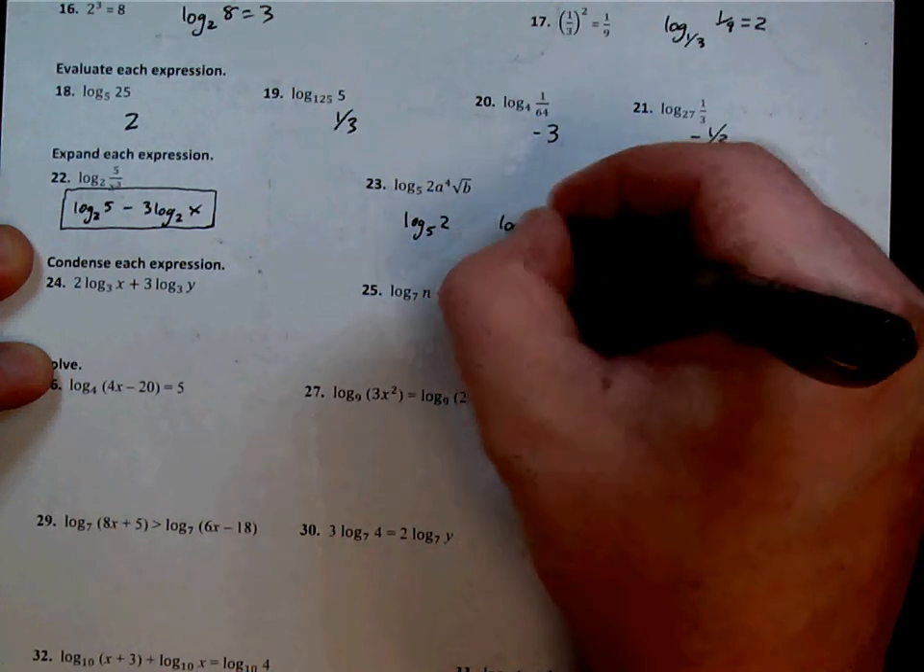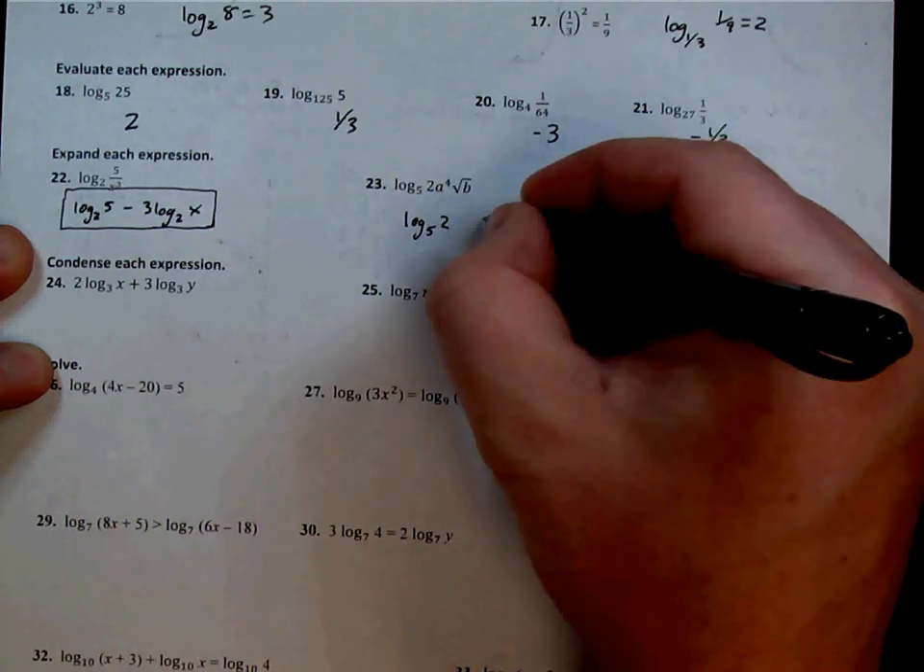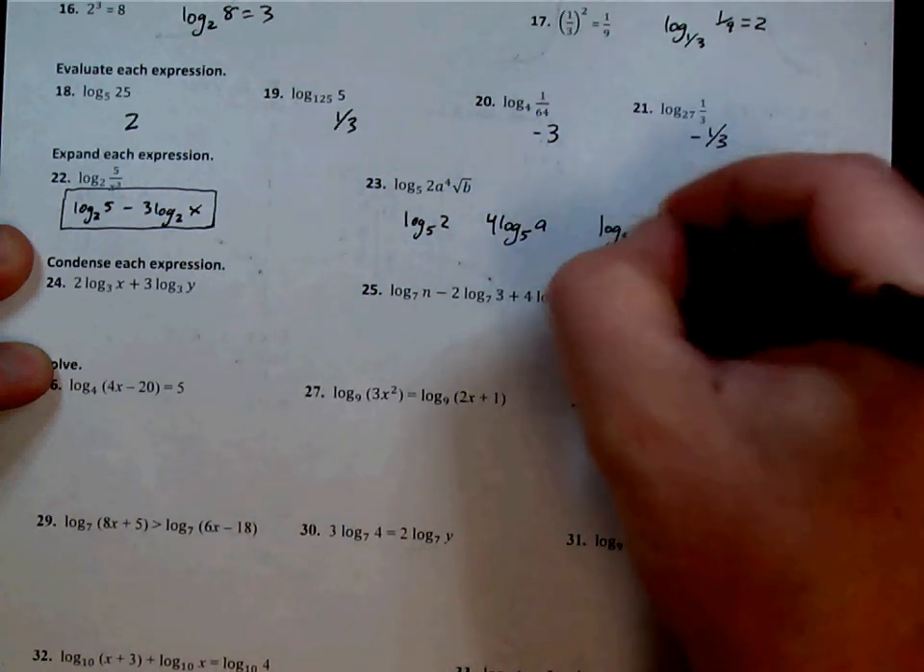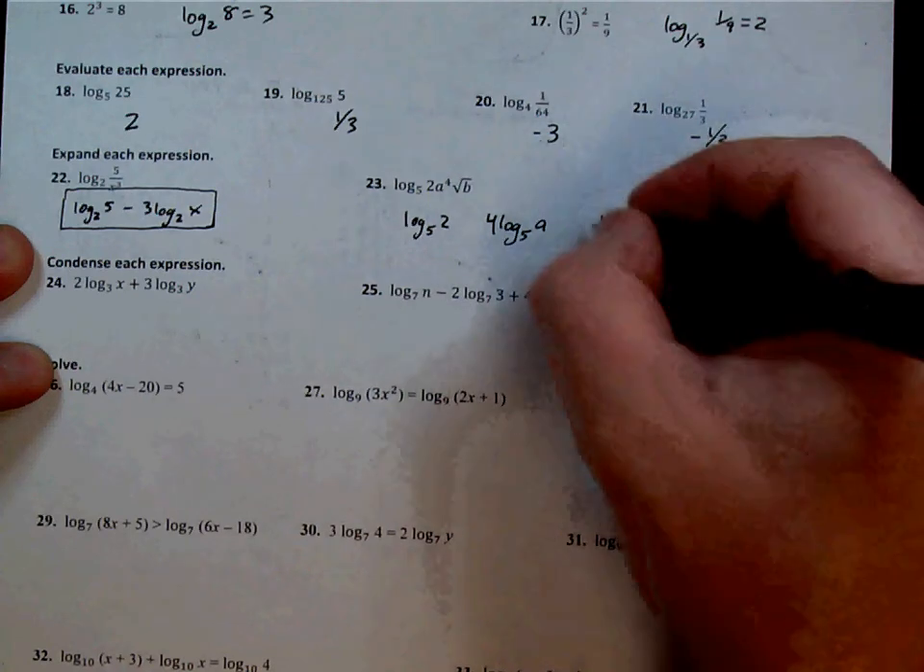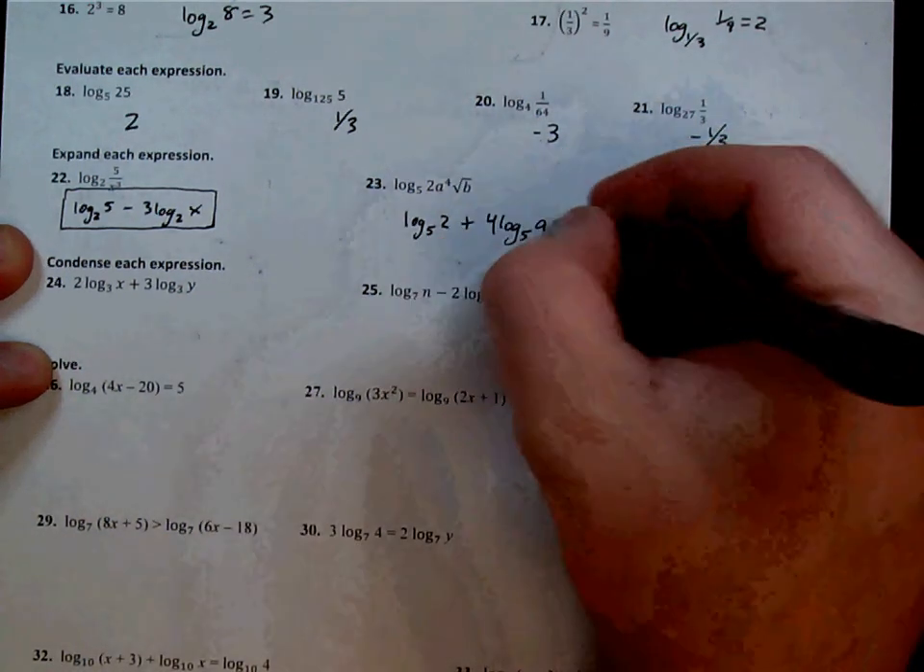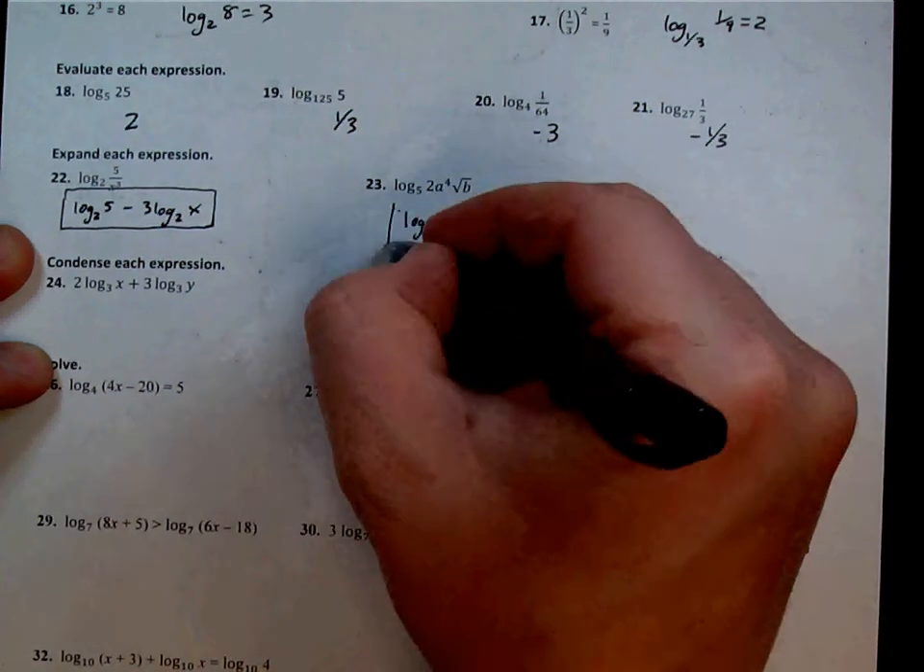A log base 5 of a, move its exponent in front as its coefficient. I also have a log base 5 of b. Its square root becomes an exponent of 1/2, move that out front. Nothing's in the denominator, they're all multiplied, so I can add the logs together. So that's expanded.